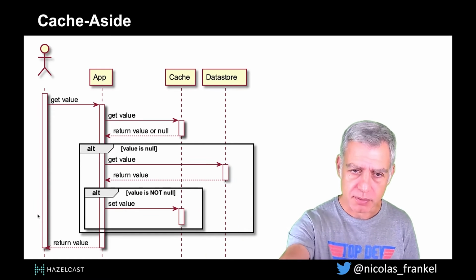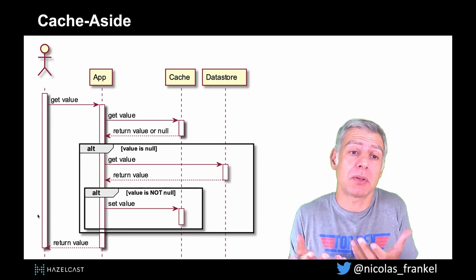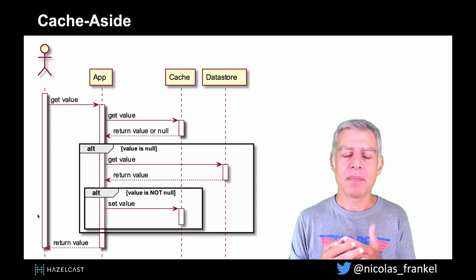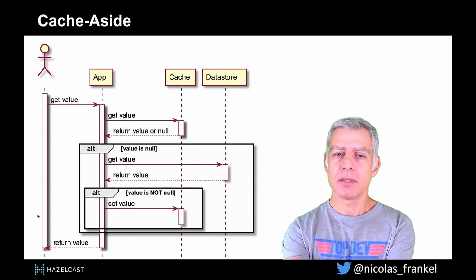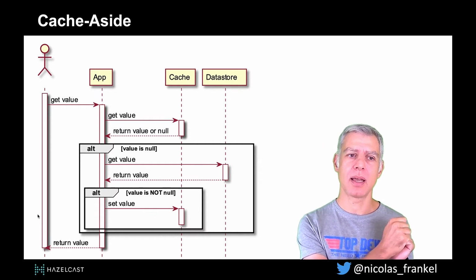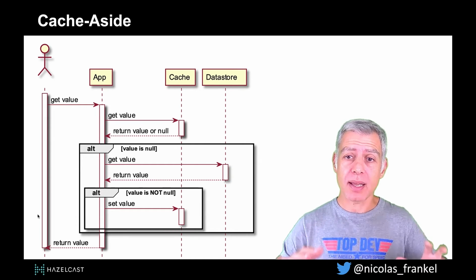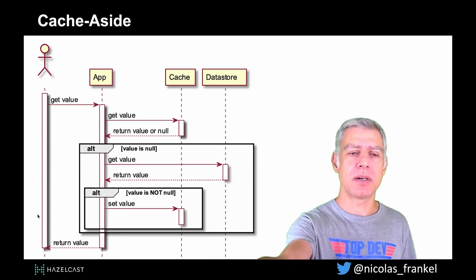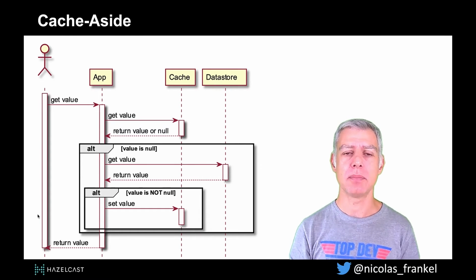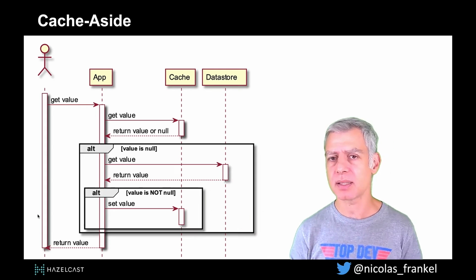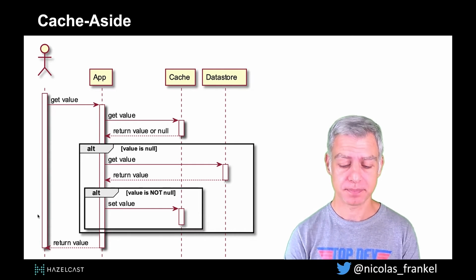And then you get the value from the data store. And if you find it, because there is a chance you don't find it, then you put it in the cache. And then you return it to the client. And the next step is now the client gets the same entry from the cache, and it's here, and it returns immediately without going to the data store. So let's check how it's done.